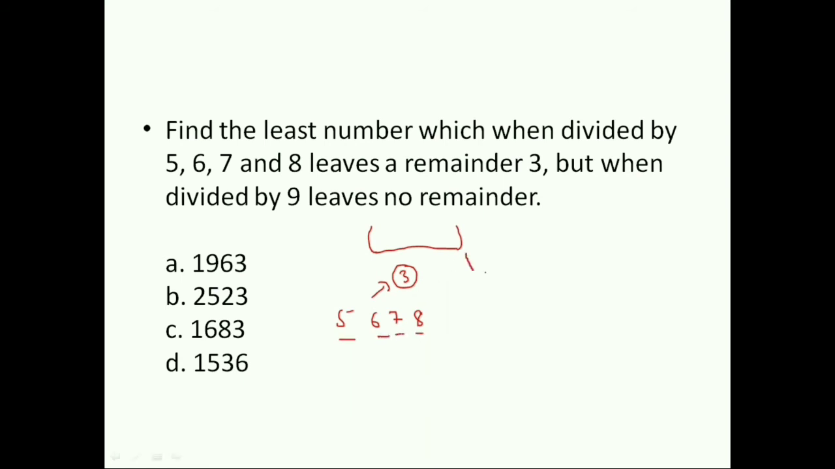But when you divide this number by 9, you will get remainder 0. What is the meaning of it? It means that indirectly it is saying that I have a number which is a multiple of 9.